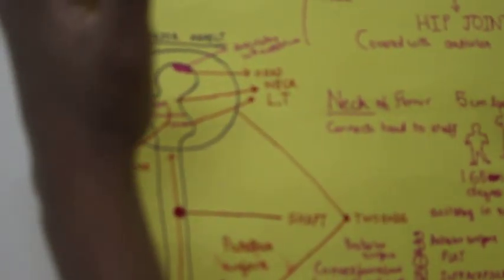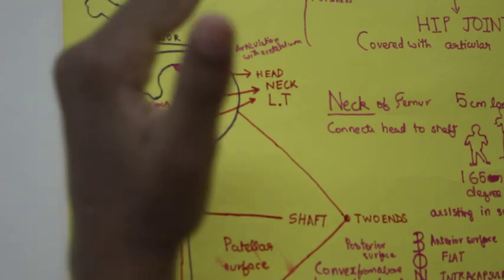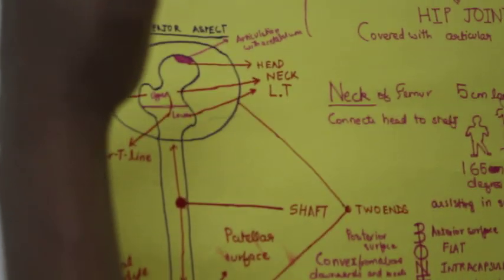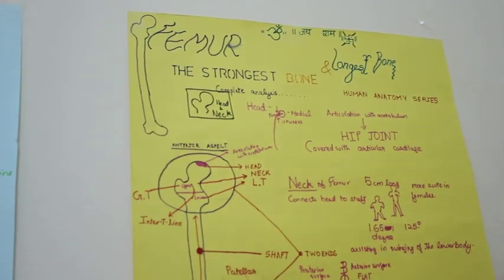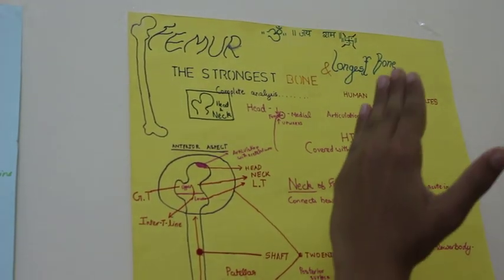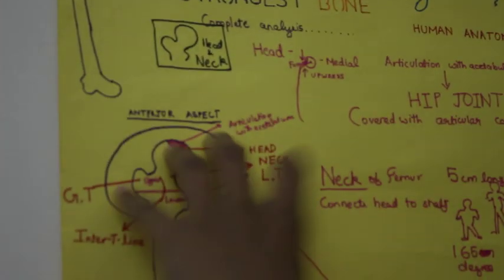So this is how it is. And the bone is somewhat like this, but very straight, like this. The head is pointing medially and upwards. It is upwards and medial. This is the position of the head.